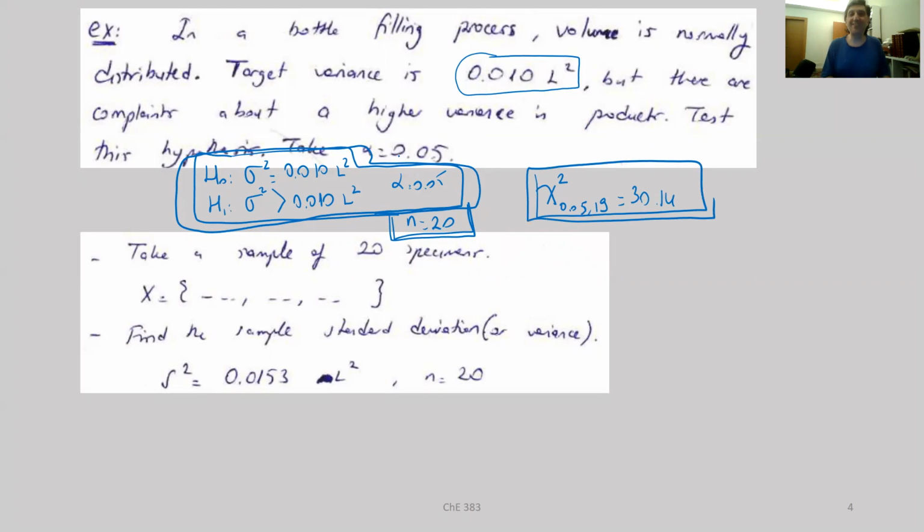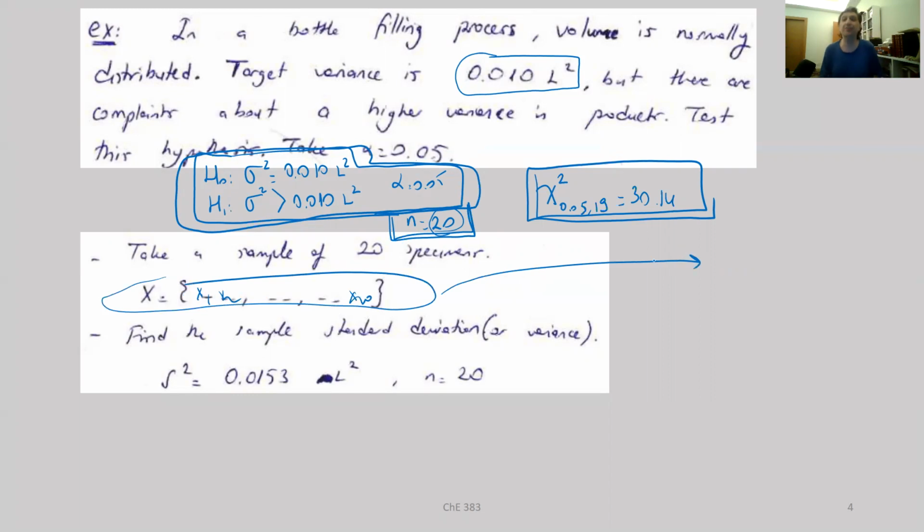All right, we have the hypothesis test, we have the upper critical value. Now we take a sample of 20 specimens. These are X values starting from X1 to X20. I again omit the step with the real values, but I think from now on I'm going to be using real values, and in the assigned questions, of course, the computations you should do by yourself.